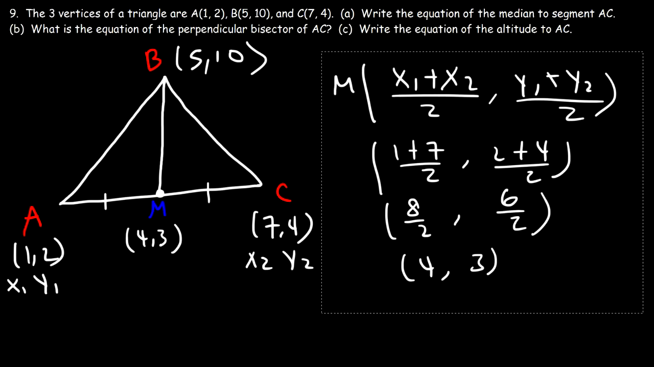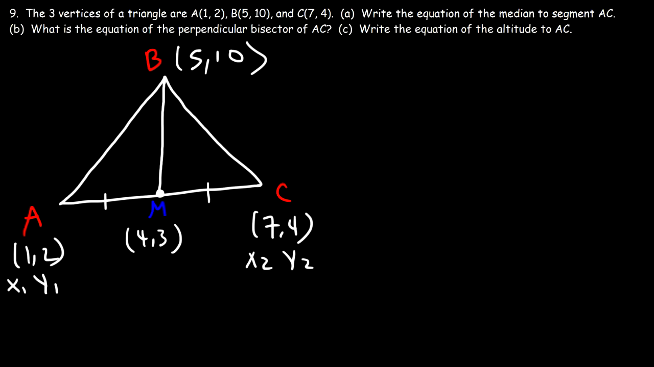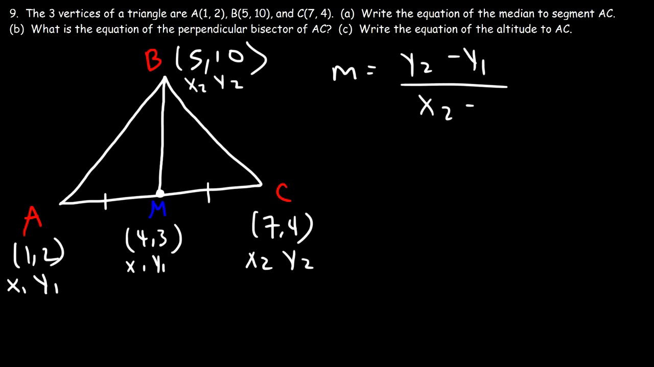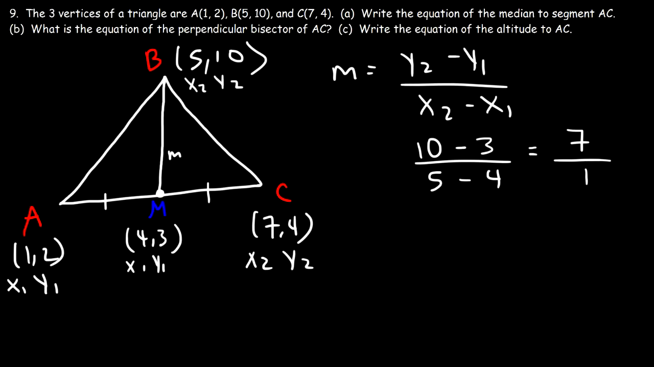Now let's calculate the slope of segment BM. So I'm going to call this x2 and y2, and this one is going to be x1 and y1. So the slope is the change in y divided by the change in x. So y2 is 10, y1 is 3, x2 is 5, x1 is 4. 10 minus 3 is 7, 5 minus 4 is 1. So the slope of that line is 7.